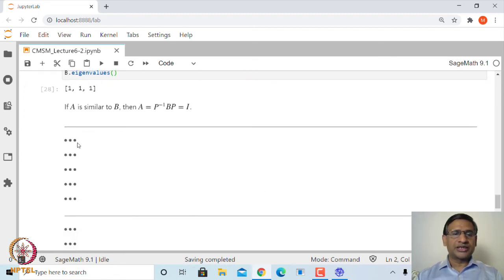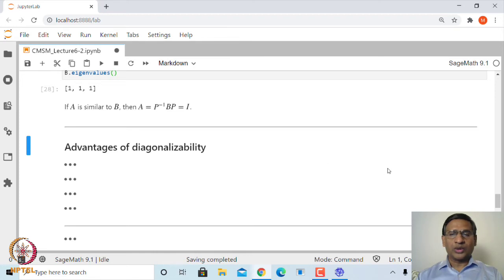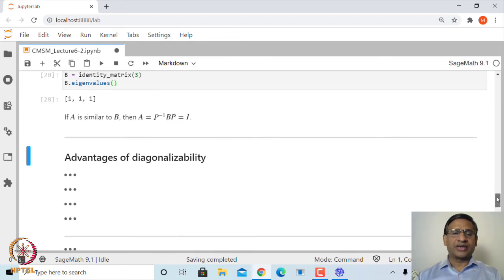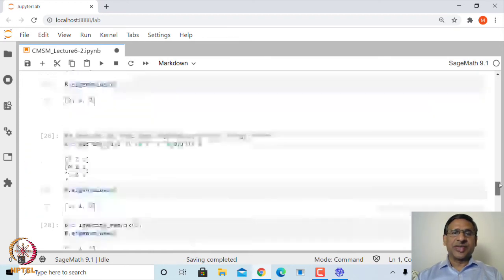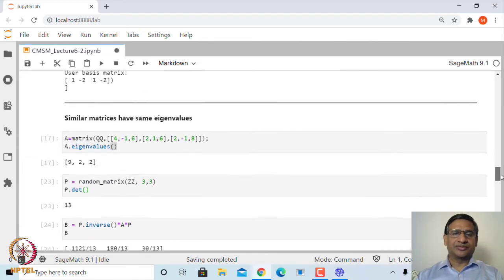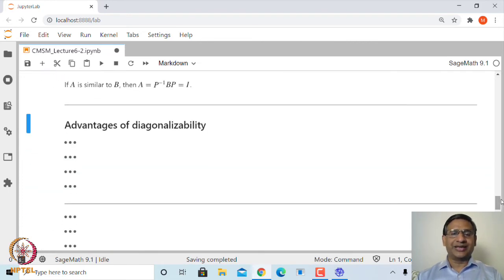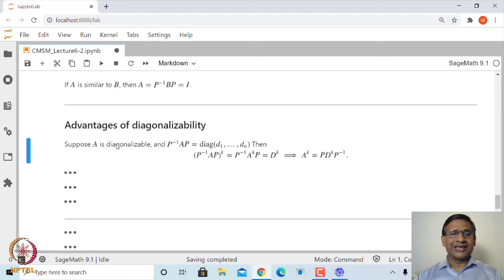Let us look at what the advantage of diagonalizing a matrix is. See, a diagonal matrix will be the simplest matrix to deal with. So, in case you are able to diagonalize a matrix, many concepts will be very easy to explore. Let us look at one such. Suppose A is a diagonalizable matrix such that P inverse AP is a diagonal matrix whose diagonal entries are D1, D2, up to Dn.